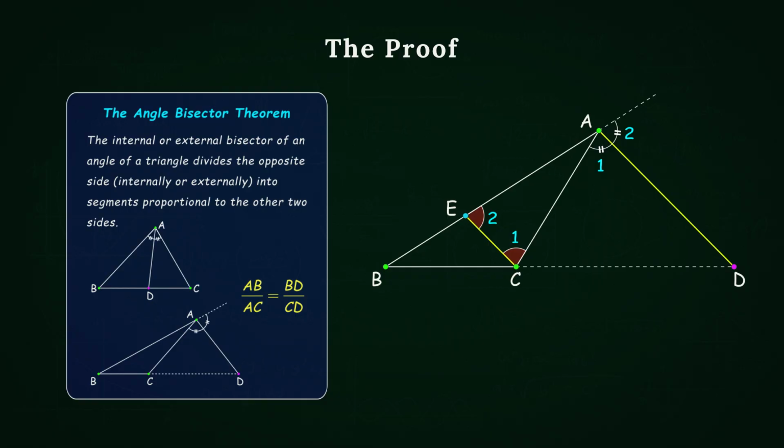Therefore, we have formed an isosceles triangle. Since we want to prove the ratio involving AB over AC, we can now substitute AC with AE. As EC is parallel to AD, the intercept theorem tells us that AB over AE equals BD over CD. And with that, the proof is complete. Now that we have this rule in our toolkit, let's see how we can put it into practice to solve a problem.